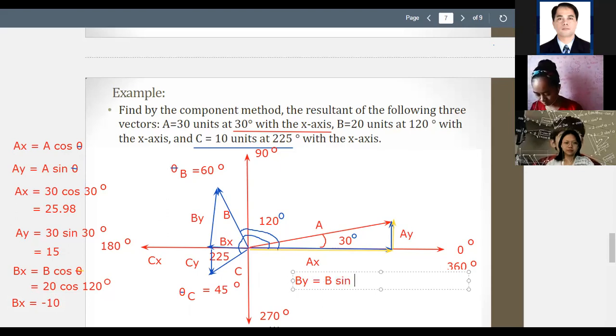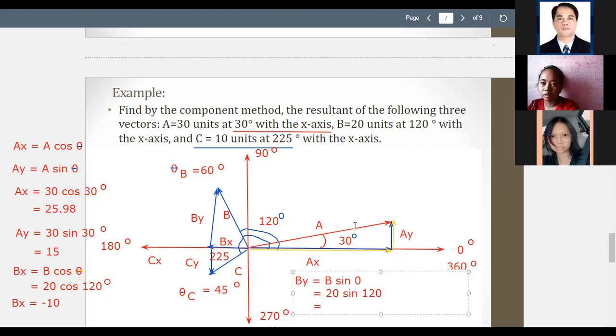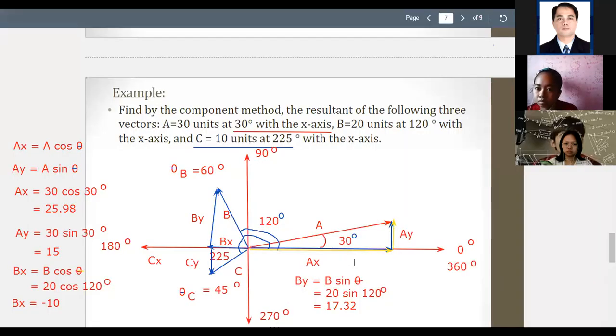sine of theta. And that would be 20 sine of 120 degrees also. So that's how much? So we have here our B sub Y, which is again 17.32. We get that by multiplying 20 sine of 120 degrees, because we are now on vector B.